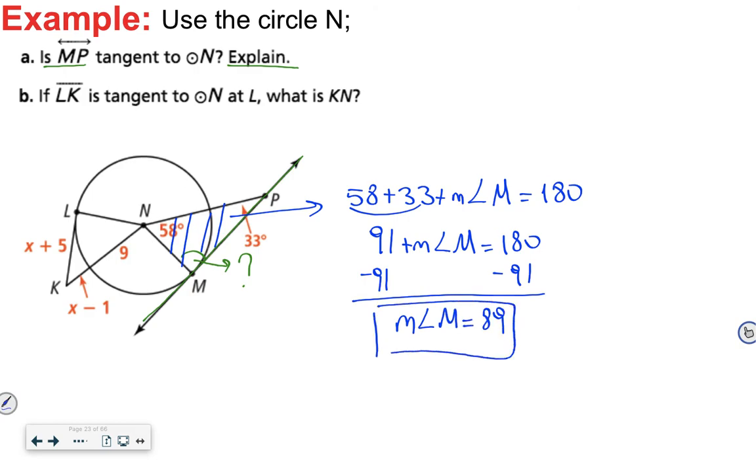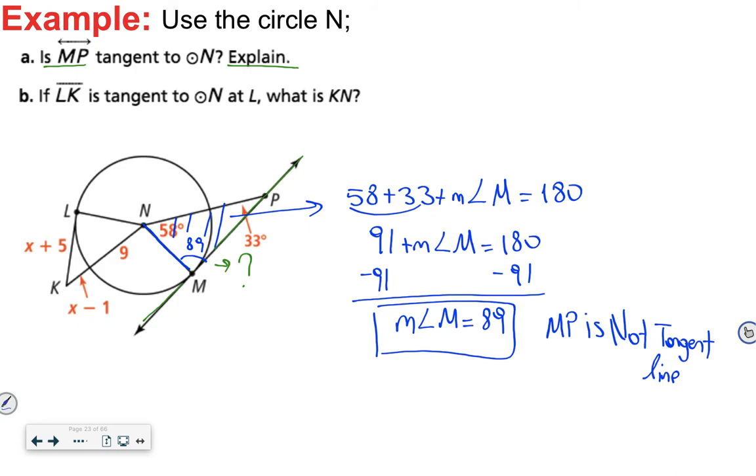Unfortunately, if this measure is 89, we can say that the segment which is coming from the center is not perpendicular to this line. This is the reason for the first part: the segment MP is not a tangent line. This is the first part of the question.